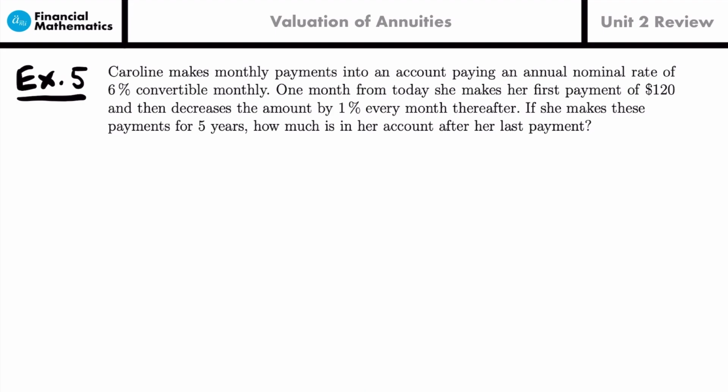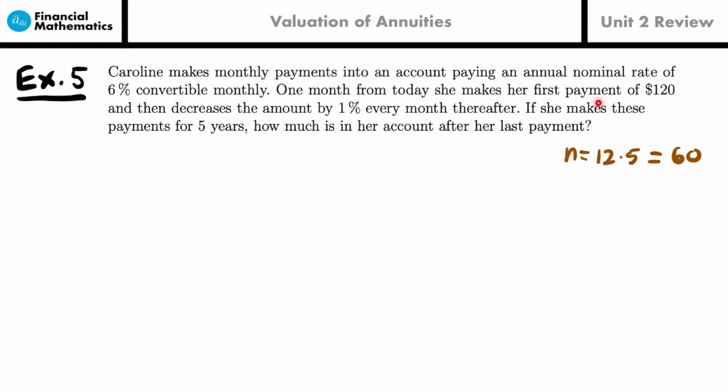Now, how many payments is Caroline making? We know that she's making these payments for 5 years, but her payments are actually being made monthly, right? She makes monthly payments into an account paying an annual nominal rate of 6% convertible monthly. So her payments are being made monthly, which means that she's not just making 5 payments for 5 years, she's going to make 12 payments for each of those 5 years, which would be a total of 60, right? n is going to be equal to 12 payments for each of the 5 years in this problem. So that's a total of 60 payments or 60 periods.